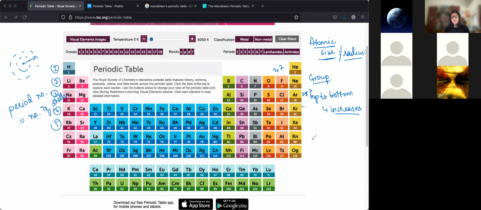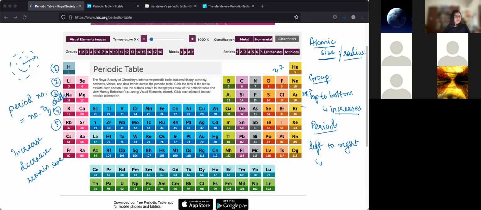Next, now coming to horizontal rows, periods. As you go from left to right, atomic size, does it increase? Does it decrease? Or does it remain the same? Remain the same. Decrease. Okay, two people, two answers.